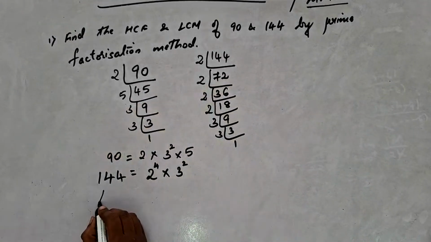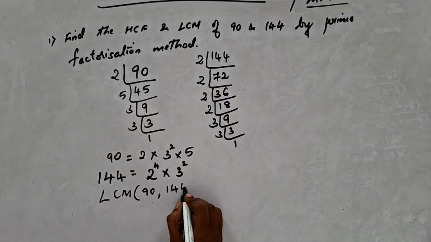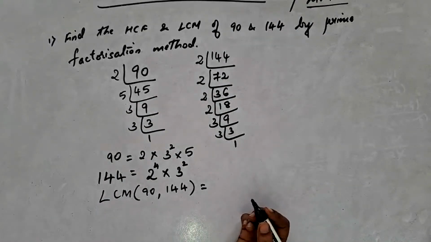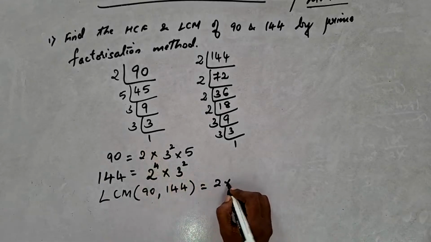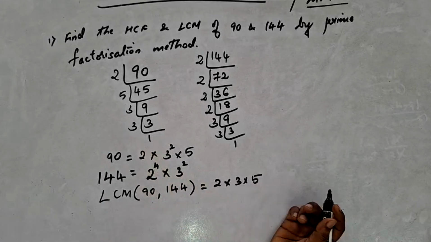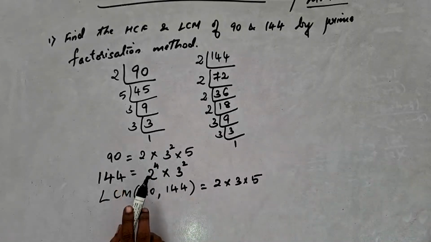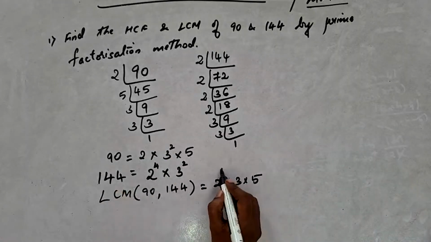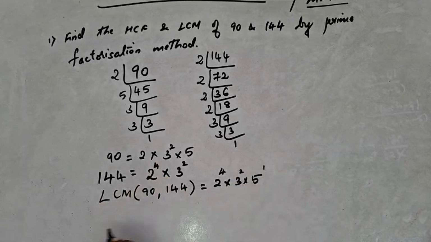Okay. To find the LCM of these two numbers, 90 and 144, what we have to do is write all the prime factors, 2, 3 and 5, and take the maximum power. So you have 2 here and 2 there. The maximum power is 2 power 4, 3 square and 5 power 1.